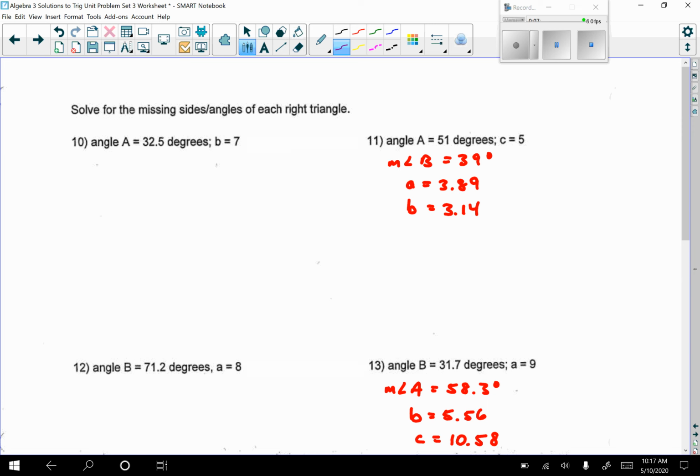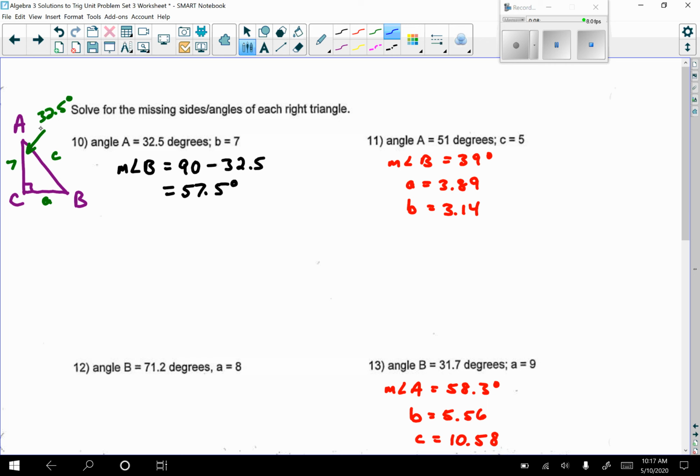All right, but for number 10, remember when we go to sketch our right triangle, it's very important to always make the angles show up in the same location. So we always want A and B to be the two acute angles, and then C should be the right angle. So here we have A is 32.5 degrees, and then side B, which is opposite angle B, is going to be 7. And then I could label this as side A and side C. So again, I could go ahead and find the measure of angle B first. That's just going to be 90 minus 32.5 degrees, giving us 57.5 degrees.